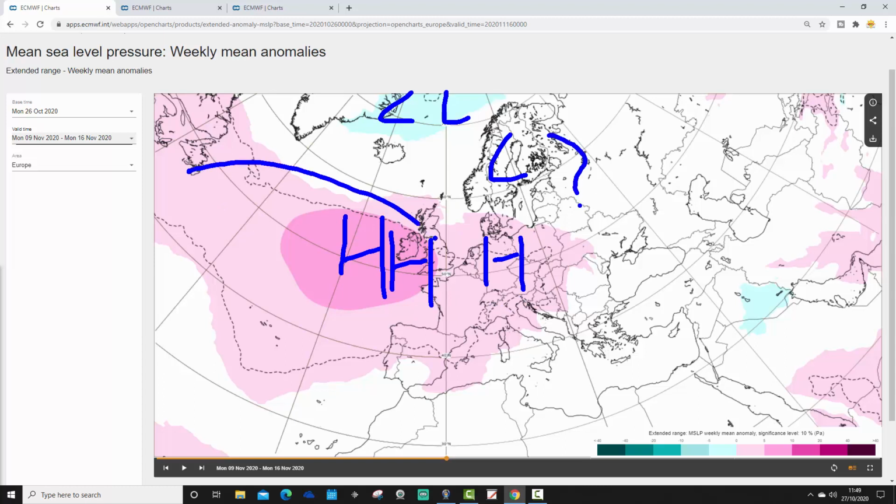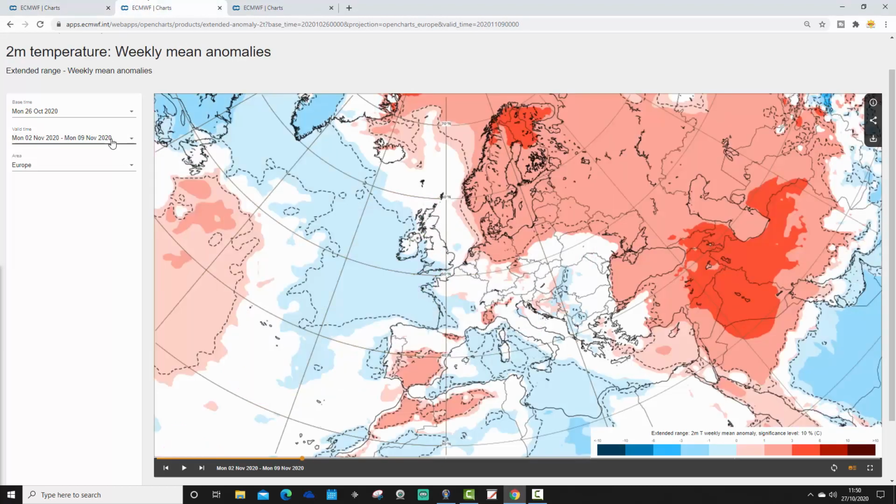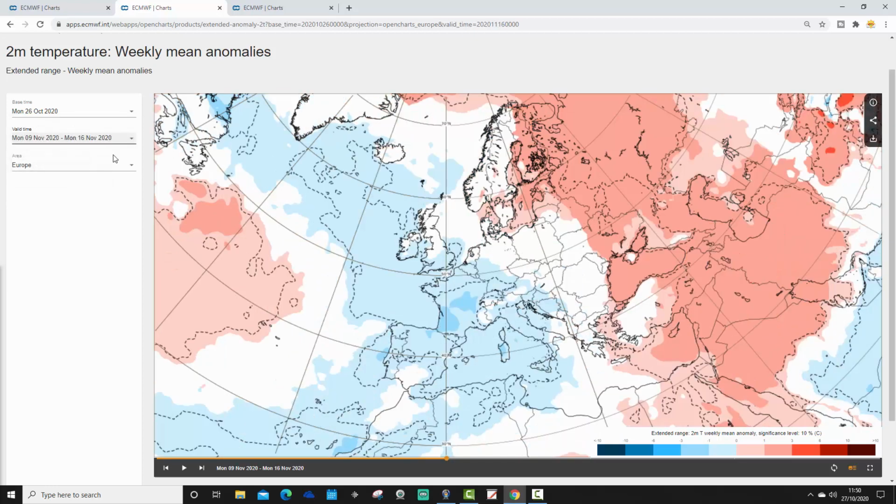And again, probably a bit of a northwest-southeast alignment to the jet stream with this ridge of high pressure would tend to keep things cooler across western parts of Europe. That's what we see with the temperature anomaly. So again, this is from the 9th to 16th of November, week 3. Looks pretty cool for the west of Europe, actually, doesn't it, at this point?